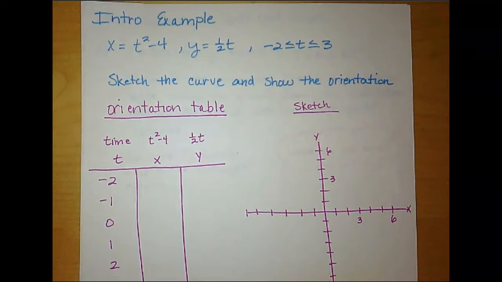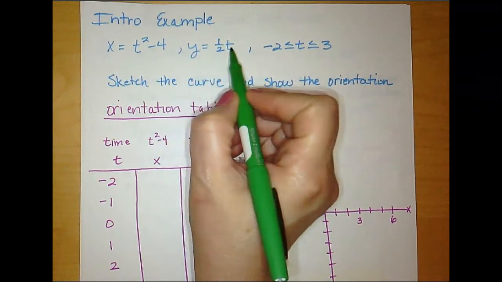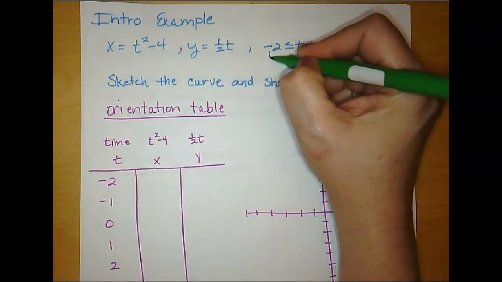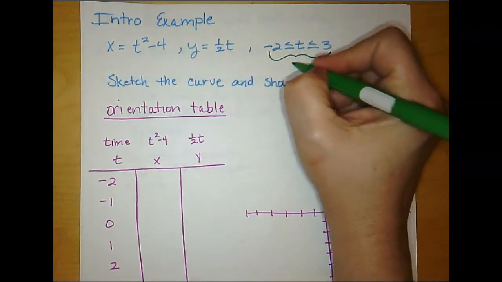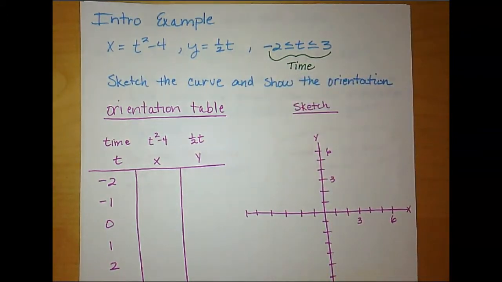x equals t squared minus 4, y equals 1/2 t, and then it gives us a time window of -2 to 3. So notice that you have your t value here and you have your t value there, and this right here, that's your time. Now, sometimes it will give it to you and be nice like this one. Other times you're going to have to figure that out for yourself. So you have to be careful about that.